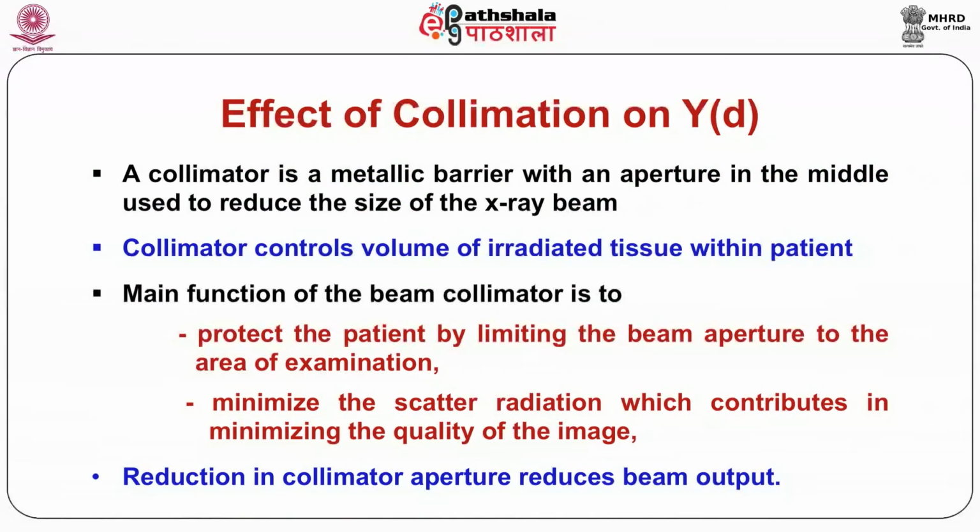A collimator is a metallic barrier with an aperture in the middle used to reduce the size of the X-ray beam, and thus the volume of irradiated tissue within the patient is also reduced. The main function of the beam collimator is to protect the patient by limiting the beam aperture to the area of examination and minimize the scatter radiation, which contributes to degrading the quality of the image. The reduction in beam aperture results in a reduction in beam output.